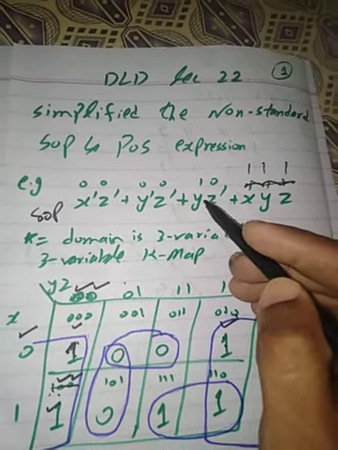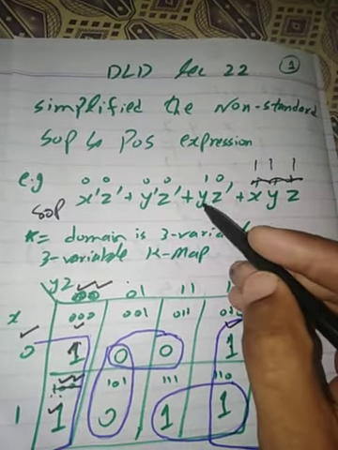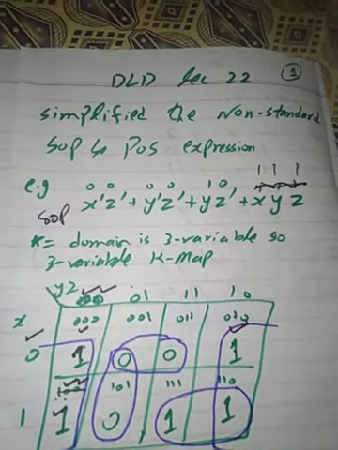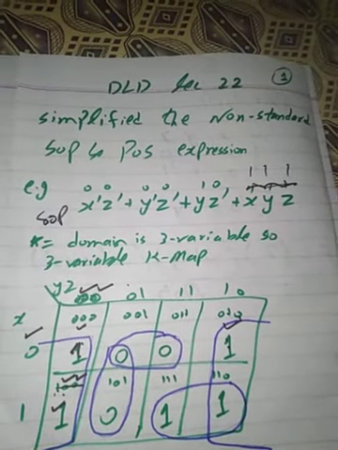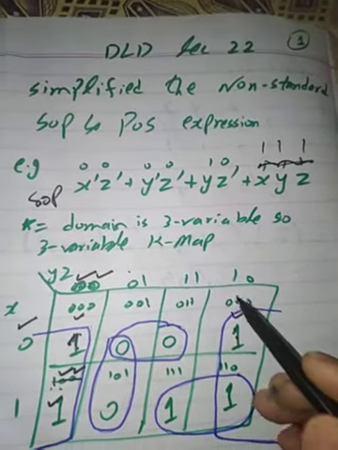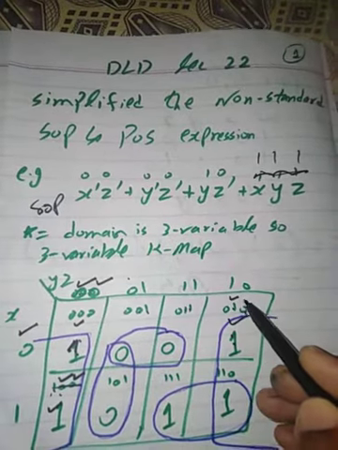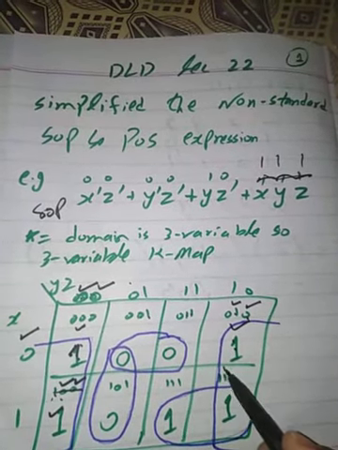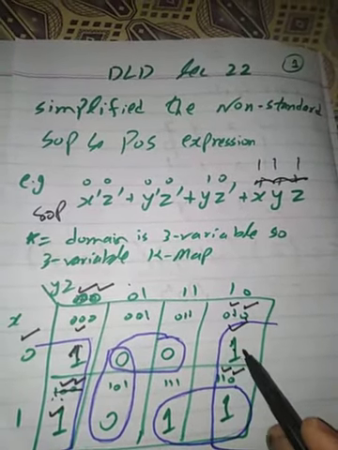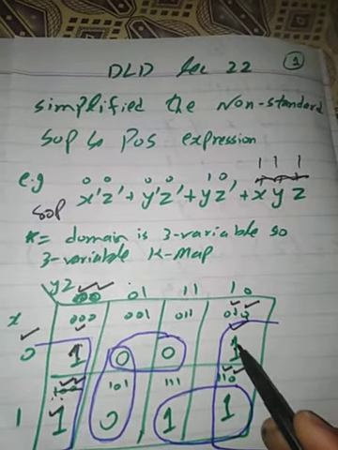Then y z complement. Y is 1, z is 0, and no need to check the x. Y is 1 here and z is 0 here. Again y is 1 here and z is 0 here. Now mark 1. No need to mark 1 again where 1 was present.